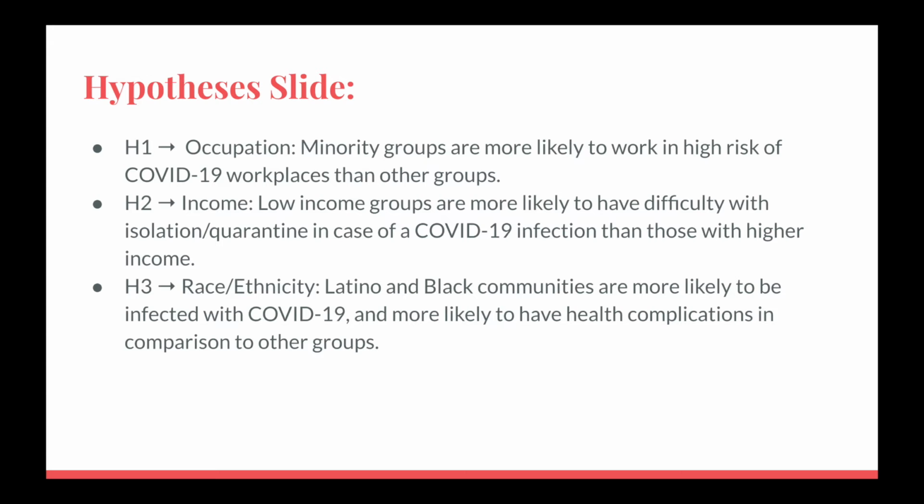So therefore, this is how I came up with these three hypotheses. One being occupation, the second being income, and the third being race and ethnicity. For occupation, I mentioned that minority groups are more likely to work in high risk COVID-19 workplaces than other groups. For income, low income groups are more likely to have difficulty with isolation or quarantining themselves in case of a COVID-19 infection. And lastly, for race and ethnicity, Latino and Black communities are more likely to be infected with COVID-19 and more likely to have health complications in comparison to other groups.